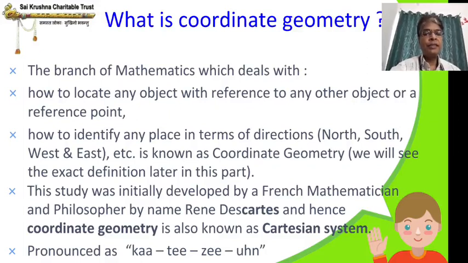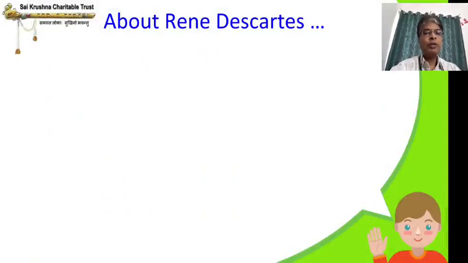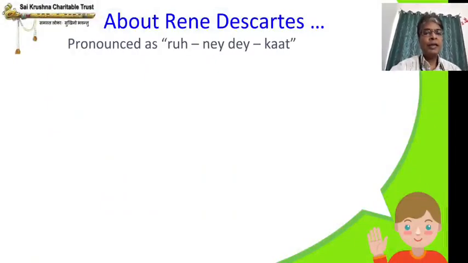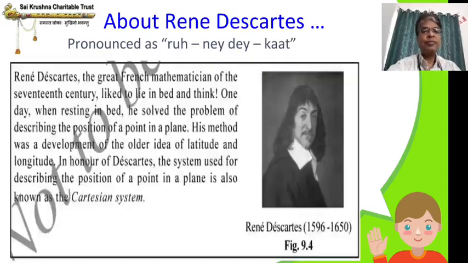And we will see how he stumbled upon this concept in the next page. About Rene Descartes. His name is pronounced as Rene Descartes. So the S is silent, the R is silent, and the ES are all silent. So he has used only three letters for pronunciation, but there are so many letters in his name. So his name is pronounced as Rene Descartes.